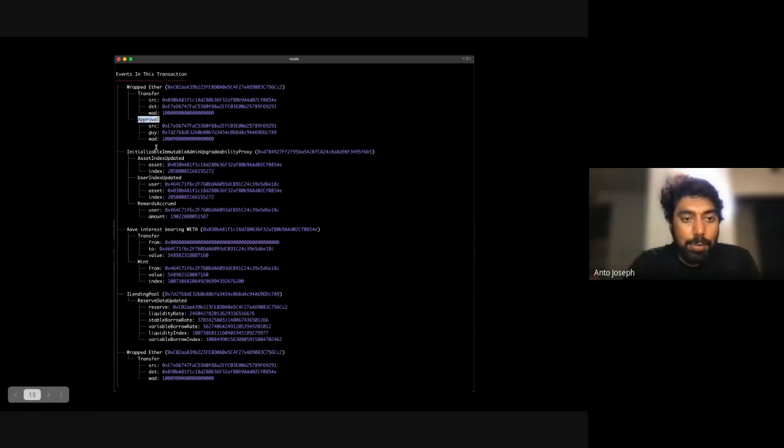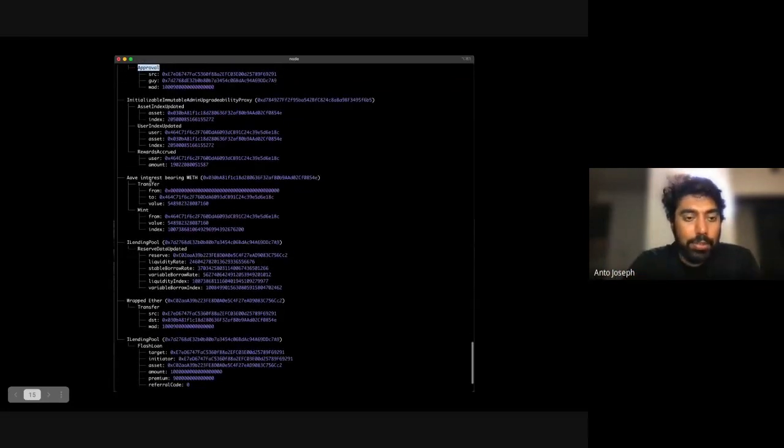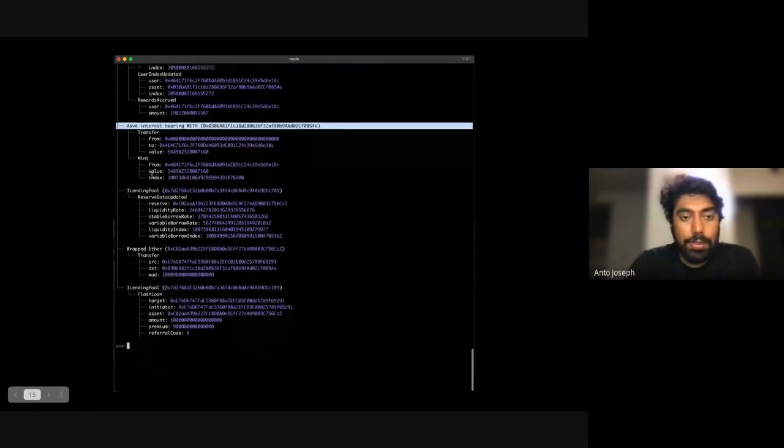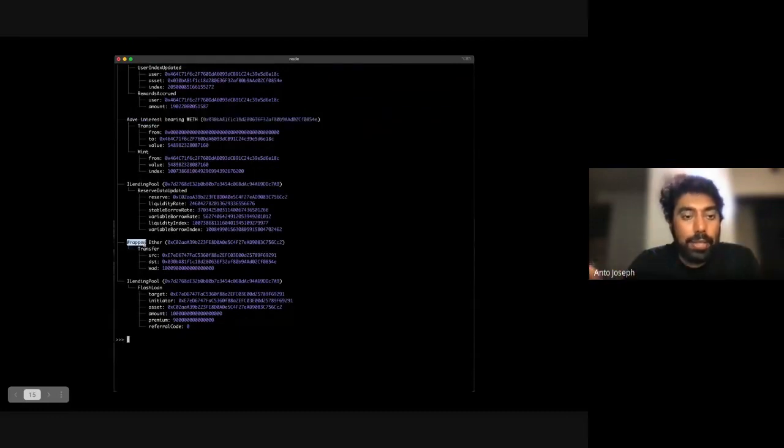So we wrapped some ether, we deposited, we have some interest bearing wrapped ETH in Aave, and we repaid the flash loan. So it's basically, we got some collateral, we wrapped it, we took a flash loan, and then we repaid it. So we didn't do anything fancy with this collateral, but we'll be doing that in the upcoming demos.